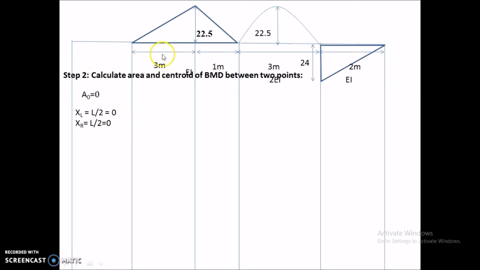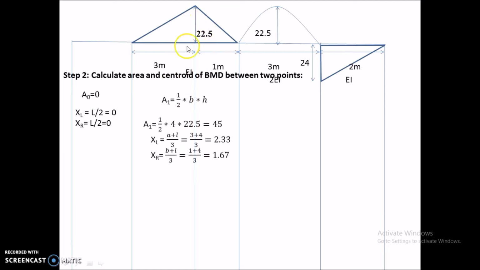Coming to span AB, the area is half base into height for a triangle. Here base is 4 and height is 22.5. By calculating, the area is 45. And coming to XL and XR values, XL is A plus L by 3. I had already derived this in the first class of this topic. Here A is 3 and L is 4, so 3 plus 4 by 3 gives you 2.33. And XR is B plus L by 3, that is B is 1 and L is 4, so 1 plus 4 by 3 gives you 1.67.